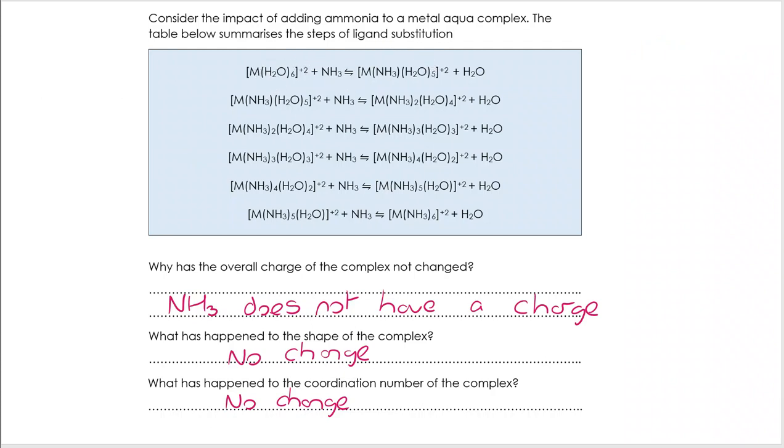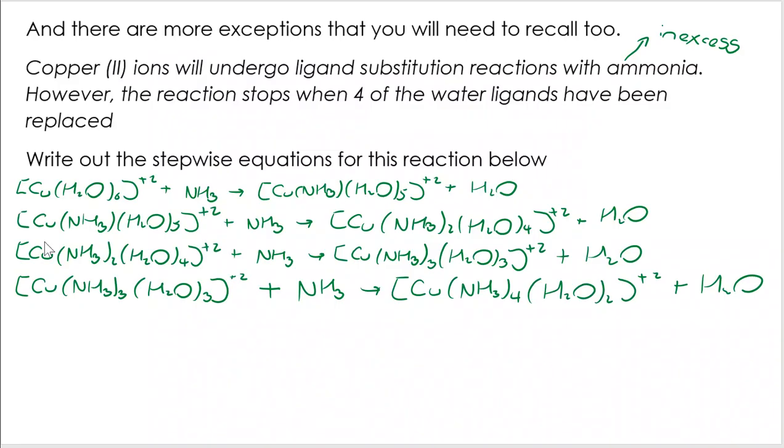So I'm going to jump straight to the answers here. We're going to see the ammonia kick out water, ammonia kick out water, ammonia kick out water. But the difference here from the general one that we saw earlier is that we stop when we get to Cu(NH3)4(H2O)2 2+. Still plus 2, still aqueous. You are going to have to remember that that is the final complex.